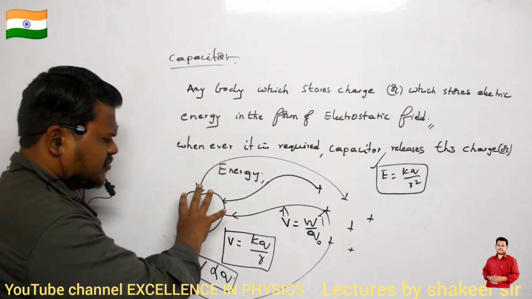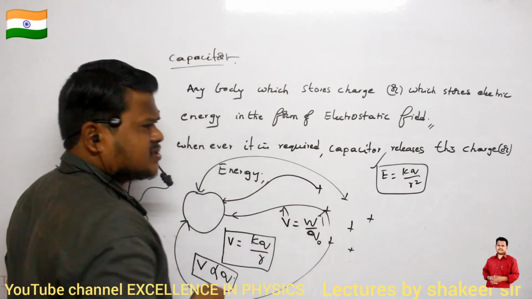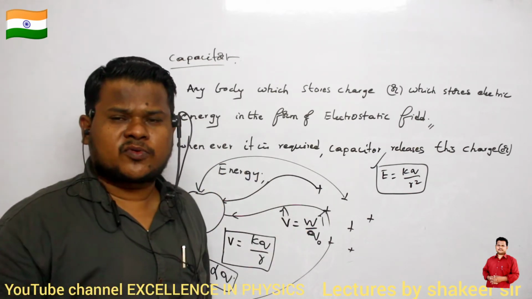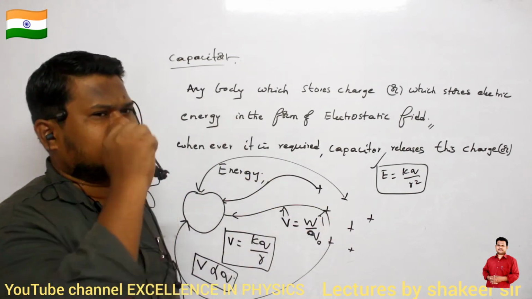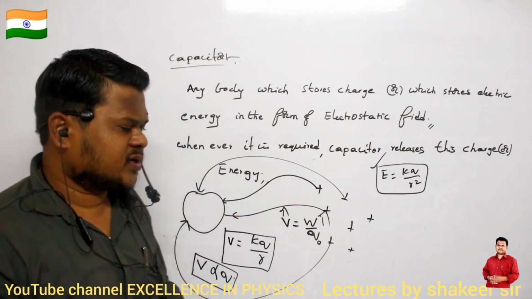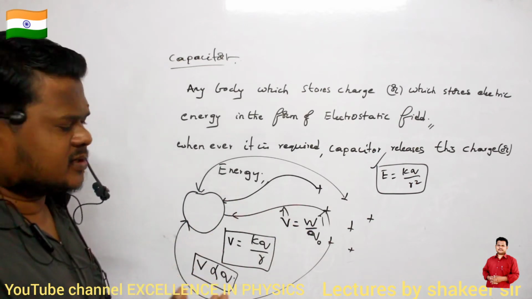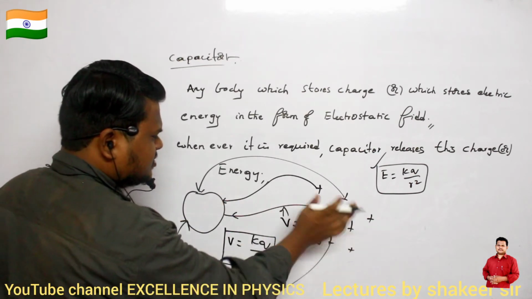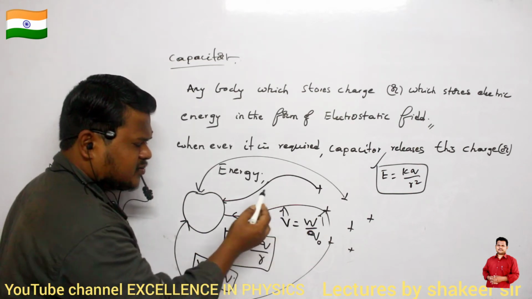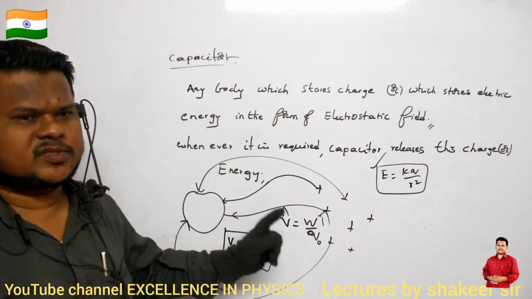So if a huge amount of potential is developed here, then to bring another positive charge, I have to do a huge amount of work, so huge that practically it may not be possible. Are you able to understand? If the potential increases, the electrostatic force of repulsion between these charges continuously increases. So I have to do a very huge amount of work, such that it is not possible. So this is one reason.